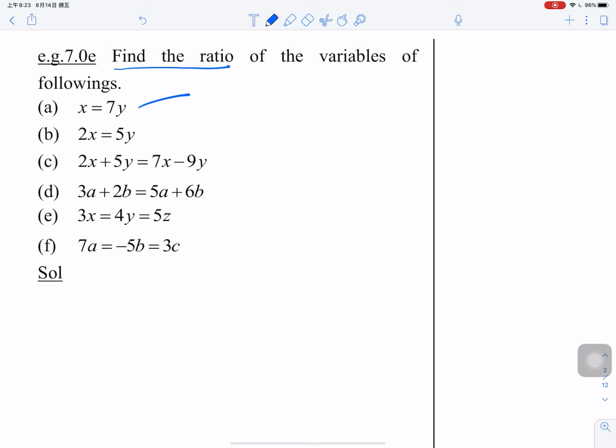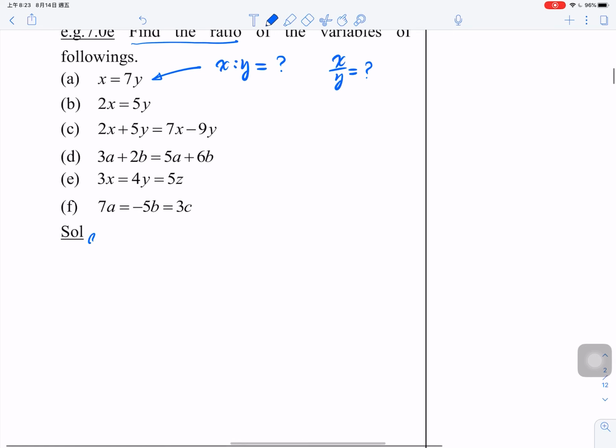For example, A. That means you need to find x to y. X to y equals what? X equals 7y, then what is x to y? When you ask this question, that means you need to think what is x over y equal to, right? So let's see. X equals 7y, right? So what is x over y? Yeah, 7 over 1. Therefore, x to y is easy.